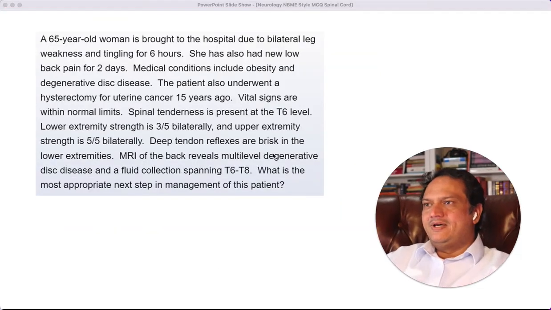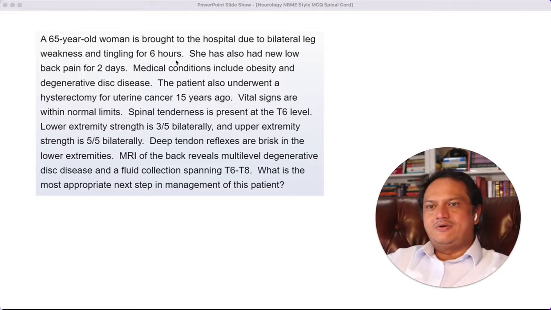A 65-year-old woman is brought to the hospital due to bilateral leg weakness and tingling for 6 hours. So hyperacute presentation in a relatively old female, 65-year-old. She has had new low back pain for 2 days. So tingling and weakness started 6 hours ago, but some pain was going on for 2 days. She has obesity, degenerative disc disease, or arthritis, basically.